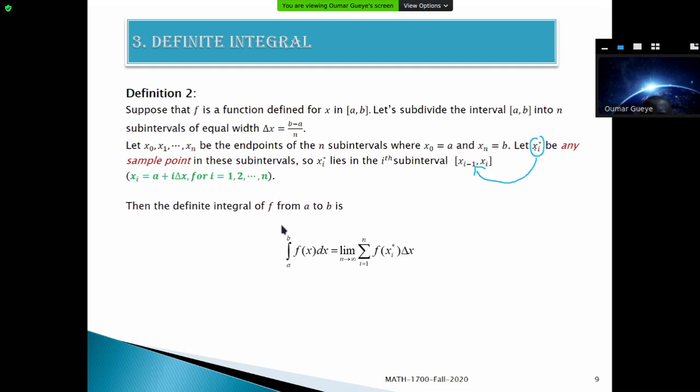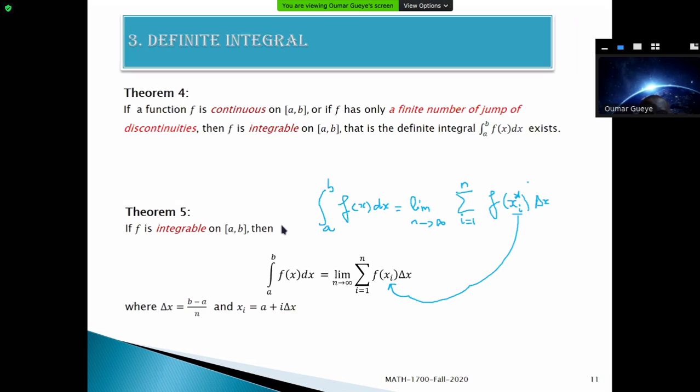The only condition is that the xi should be from this interval, that's it. Whether it's the smallest endpoint, the largest endpoint, the midpoint, or any other point inside the interval does not change anything. If your function is integrable, you can choose any number from this interval and the limit is going to return the same value no matter what xi star is. As soon as it's from this interval, that's good.